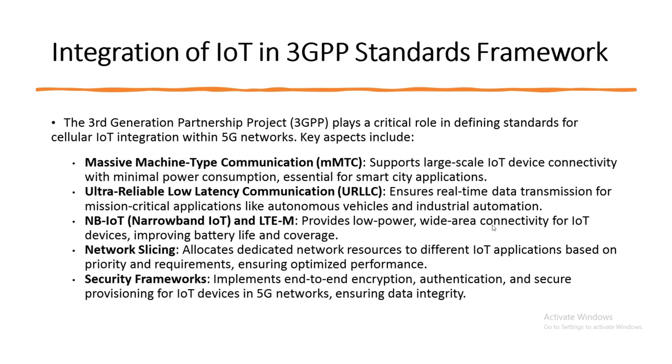Network slicing allocates dedicated network resources to different IoT applications based on priority and requirements, ensuring optimized performance. And security frameworks implement end-to-end encryption, authentication, and secure provisioning for IoT devices in a 5G network, ensuring data integrity. From all these frameworks, I think most of you will be able to relate with all the layman examples and basic scenarios which I have just explained to you, one to one.